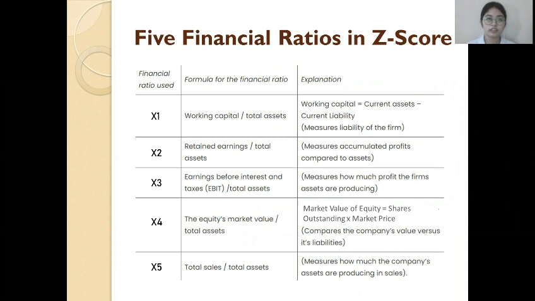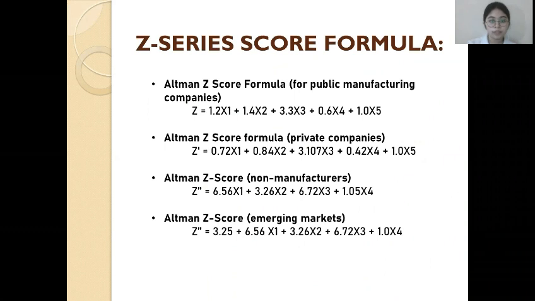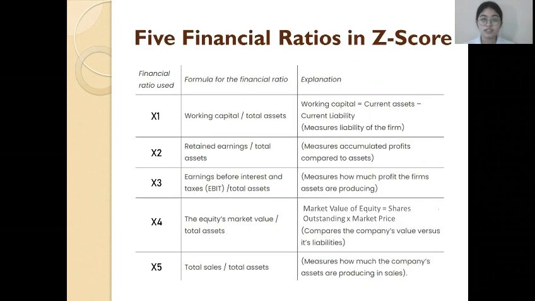Basically, these financial ratios comprise the Z-score formula. As you can see here, we have the X1, X2, X3, X4, and X5. So these symbols represent certain financial ratios that need to be calculated in order to solve for the Z-score. So X1 can be calculated by getting the working capital divided by total assets. Working capital can be calculated by getting the current assets minus current liabilities.